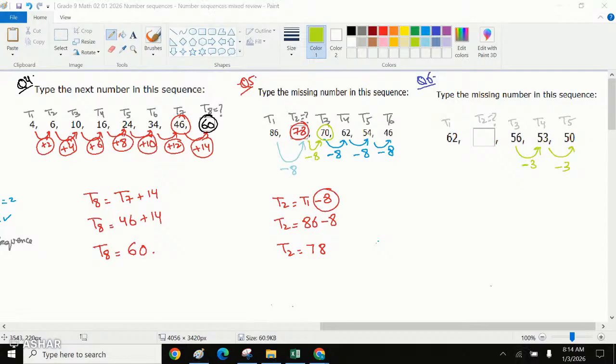That means 62 should subtract the same number because these two numbers were the same. 62 minus 3 is 50 something. What would it be? 59. Yes. So we can say term 2 is term 1 minus 3. Term 2 is 62 minus 3. Term 2 comes out to be 59. Agreed? So this was a decreasing sequence, okay?